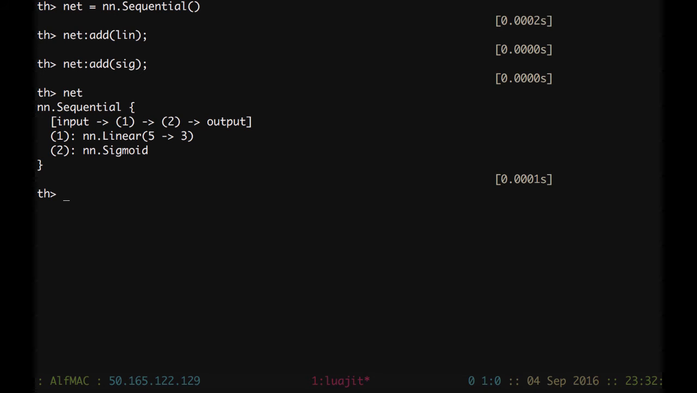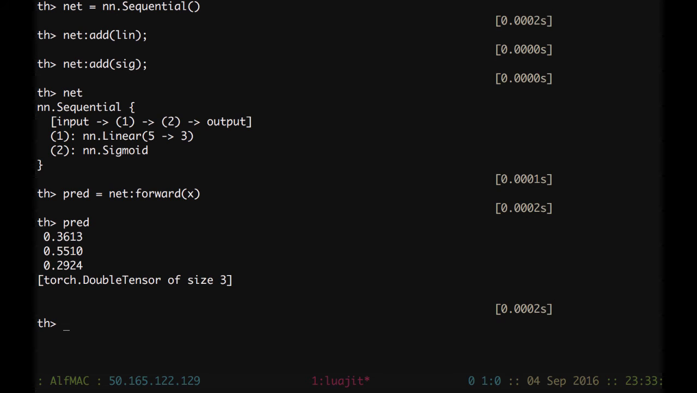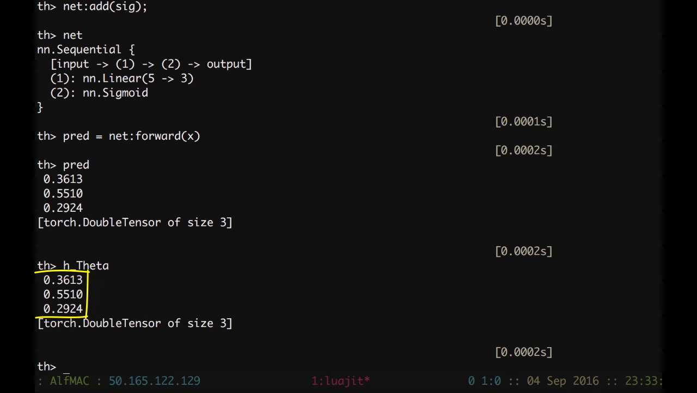To perform the whole forward pass, we can write simply pred, which is our prediction of the network, which is our h of theta we defined before, but we call it now prediction, so we don't overwrite the values that we have written before. It's simply network forward of variable input x. So now we can see prediction is this, and if we check h capital theta, it's exactly the same. So that's perfect.